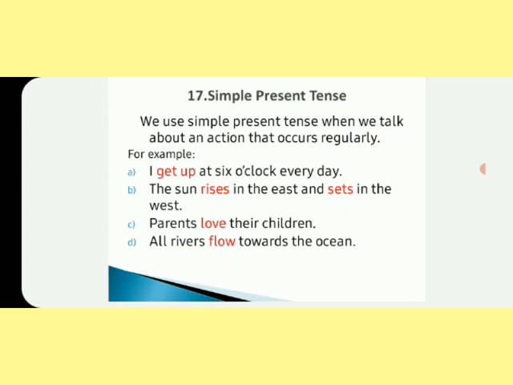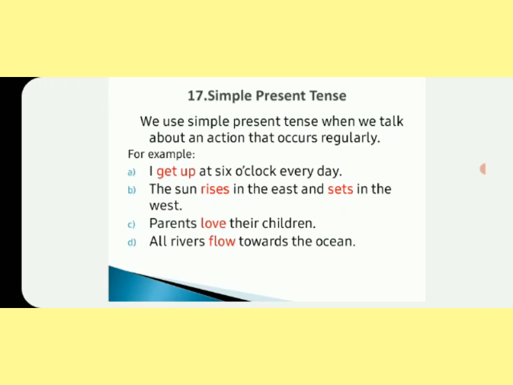The sun rises in the east and sets in the west. The sun, singular subject, rises. So you can see that rises is the first form of the verb with s added, that is the singular verb because the subject is singular. The sun rises in the east and sets in the west.